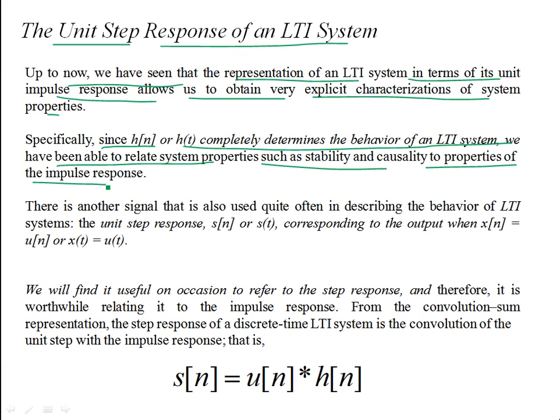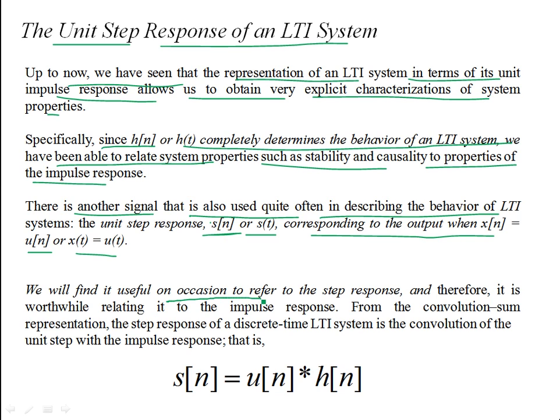For example, if h of n is 0 for n less than 0, that implies causality. Similarly, if h of n is absolutely summable, that implies stability. So all the characterizations are in terms of the impulse response. There's another signal that is quite often used in describing the behavior of an LTI system. That is the unit step response, denoted by s of n or s of t, which corresponds to the output when x of n is u of n or x of t is u of t. So if the input is a unit step function, the output is denoted by s of n.